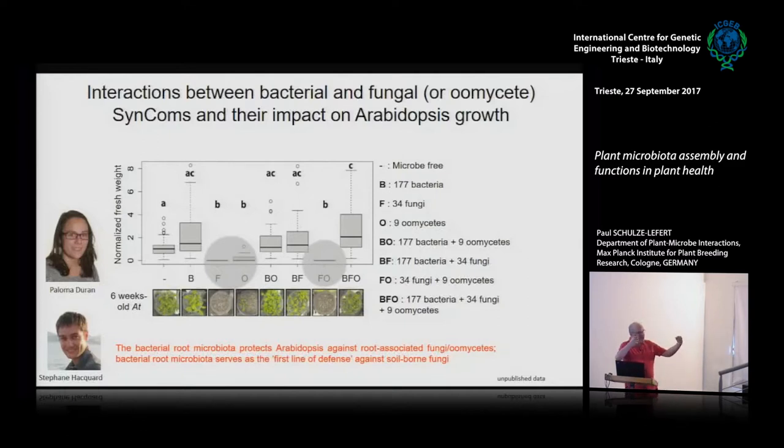Both the bacteria and the fungi compete in the soil for the organic carbon, you know, released via photosynthesis from roots, and the fungi are competitors of the bacterial root microbiota in soil. And I think that could explain this really striking result that the bacterial microbiota is necessary to protect plants against soil-borne fungi, including many pathogenic fungi.